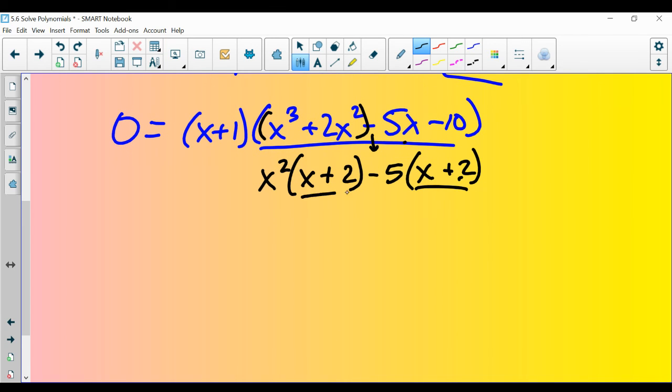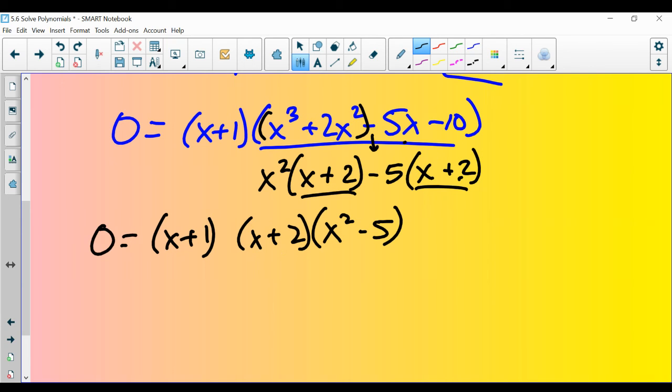What you're instructed to do is take these 2 things and write those out front. X plus 2 just becomes 1. And then x squared minus 5 goes in parentheses here. So our solutions are -1, -2, and whatever makes this one 0.